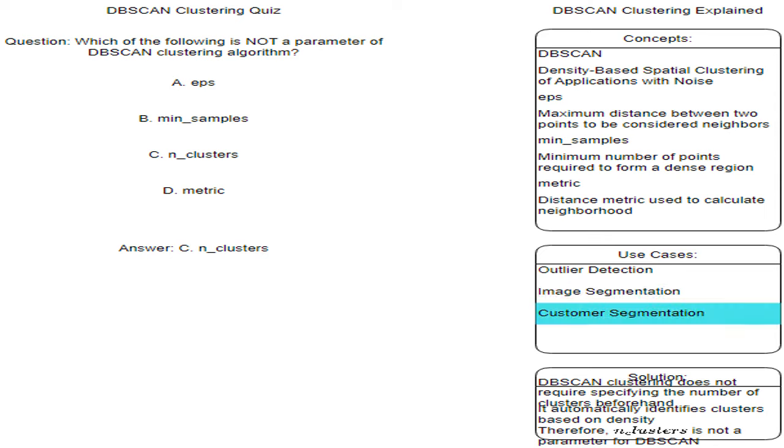Customer segmentation. DBSCAN can segment customers into groups based on their purchasing behavior, demographics, or other characteristics. This allows businesses to target their marketing campaigns more effectively and provide personalized services based on customer segments.